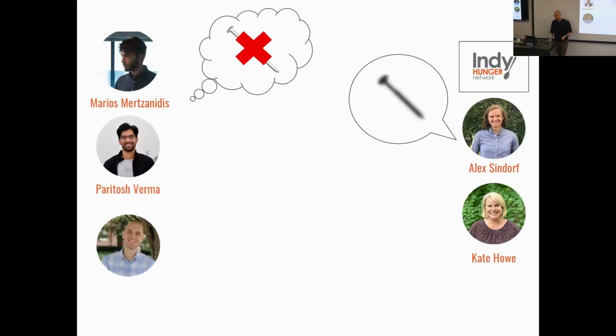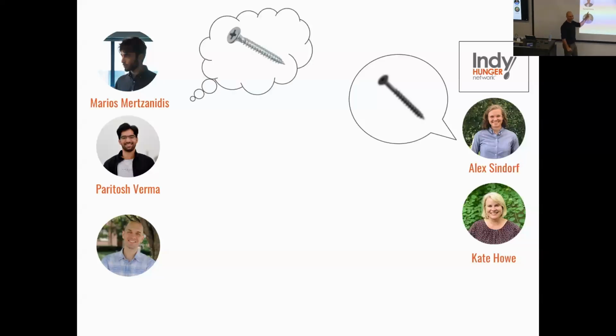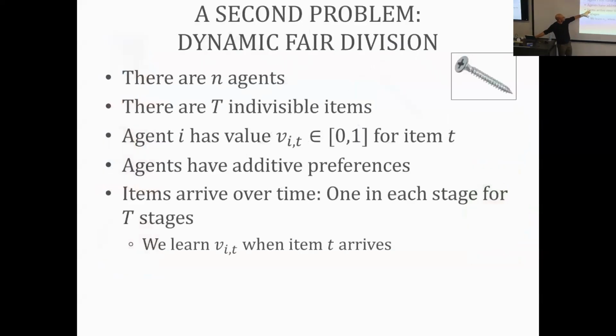You talk to the people again and get a little more clarity on the problem. I don't know how well you can see this, but can you see the threads? Nails don't have threads. It must be a screw. Screwdrivers, I know how to do this. So what's a screw? Dynamic fair division.